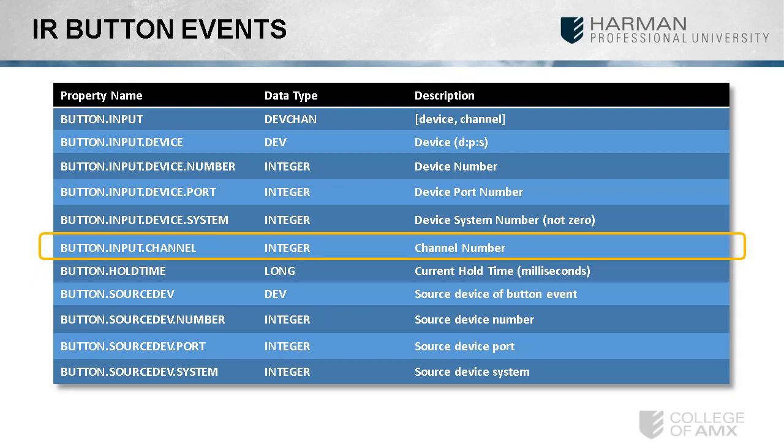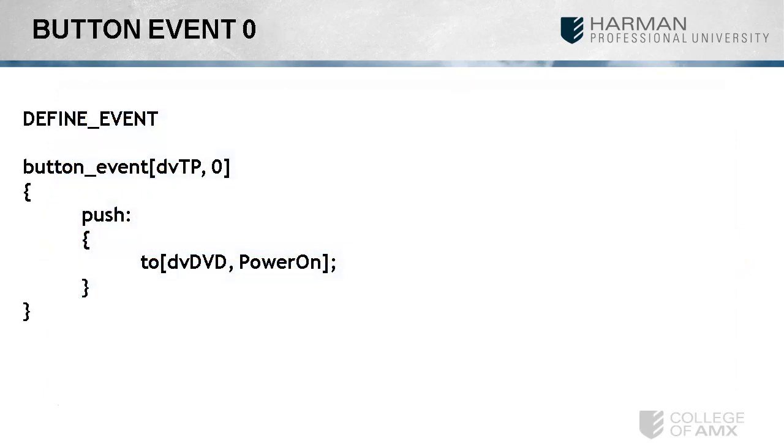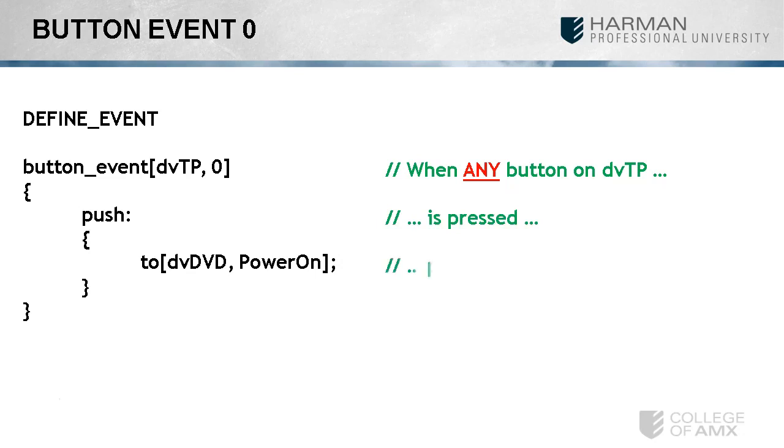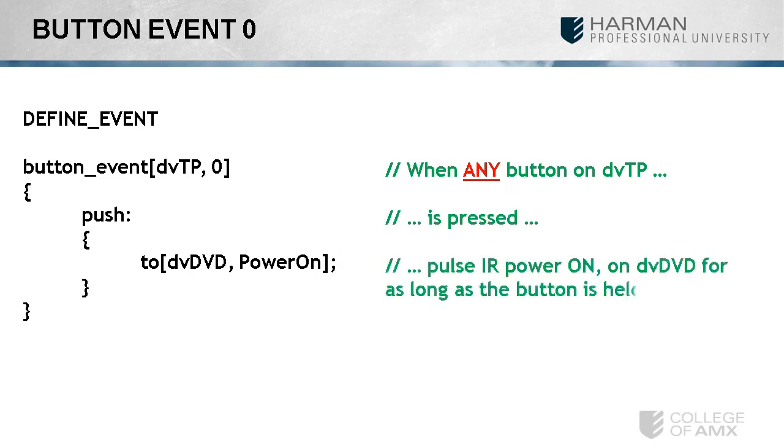For example, here is a button event that uses channel 0. It is interpreted as follows. When any button on the DVTP is pressed, then turn on the IR power on channel for the DVD for as long as the button is held. So basically, the DVD player will turn on when any button is pressed on the touch panel. Obviously, this is not a desired result. In this scenario, it doesn't matter if we press the play, stop, pause, or any other button. The end result will be the power on command gets sent to the DVD player.